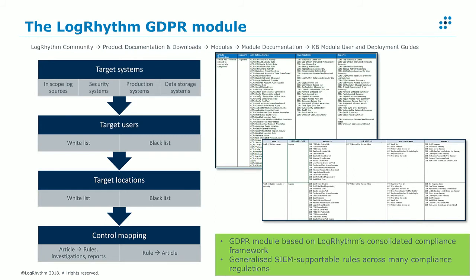Then we get into this control mapping that you can see on the right. For any article inside of GDPR, the GDPR module lists an entire set of rules and alarms that might fire, investigations you can run, or reports you can run that will help show that you're in compliance with that particular component. It's pretty comprehensive, and even just downloading the guide and looking in the back to say, Article 25, what does it mean and what should we do about it, gives a lot of value.